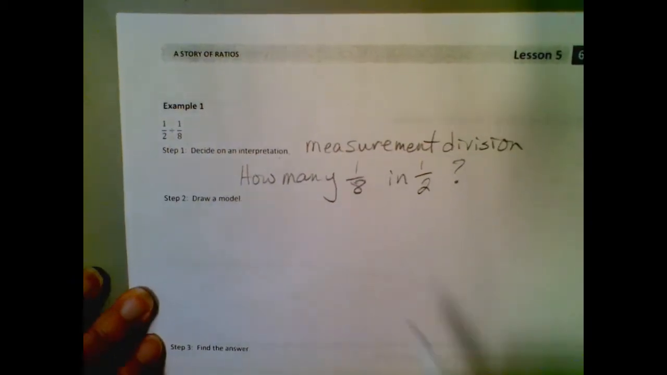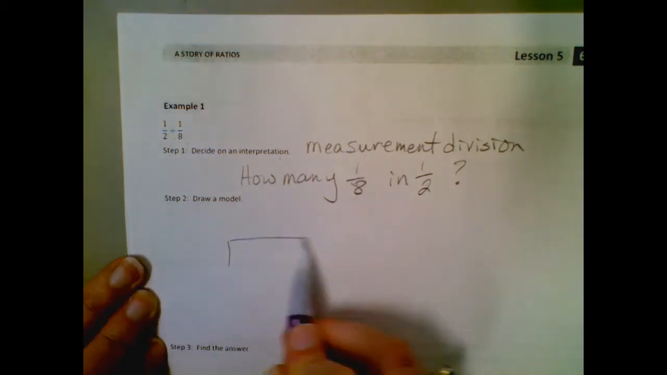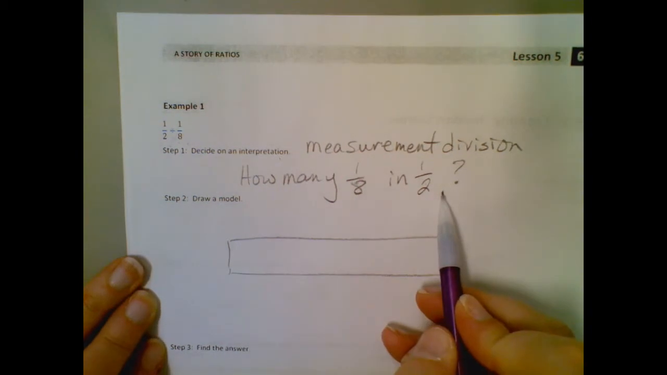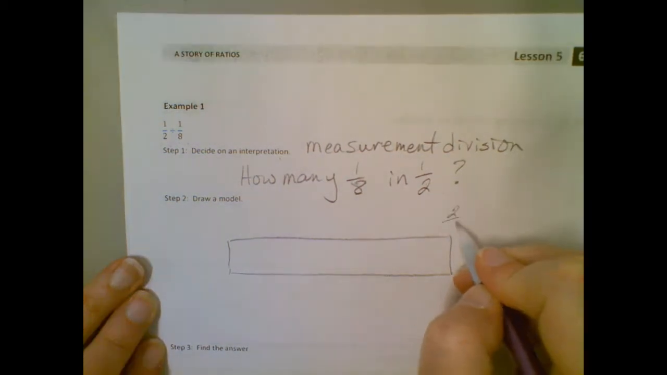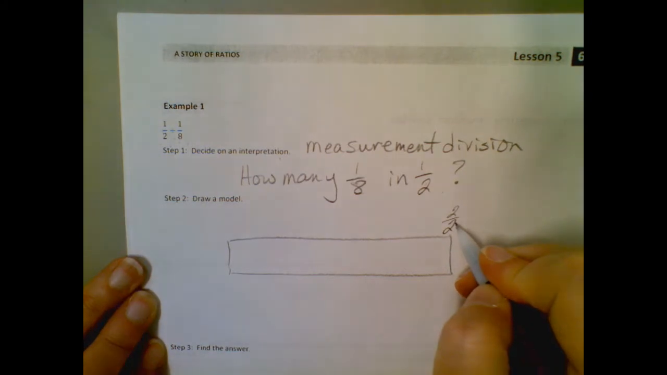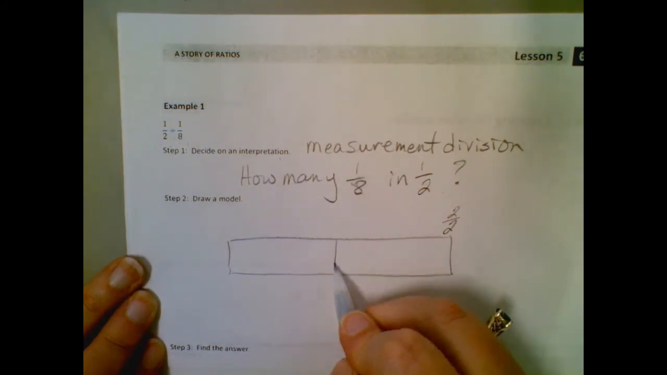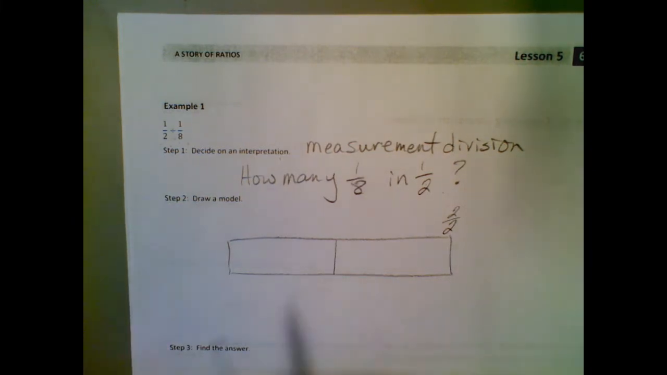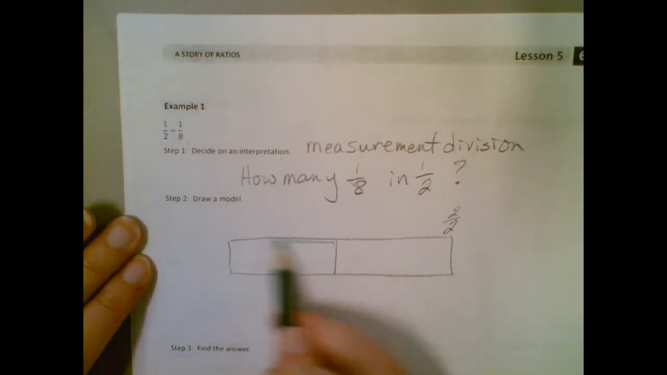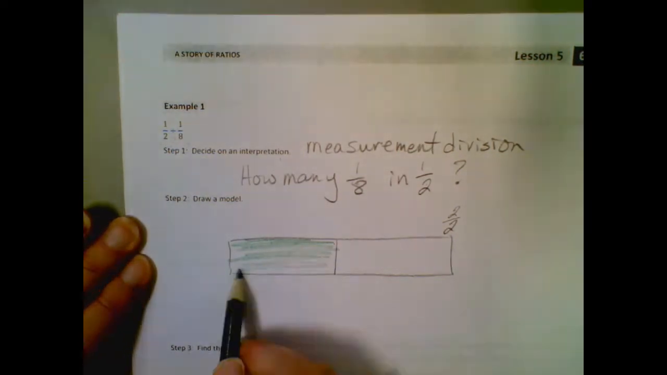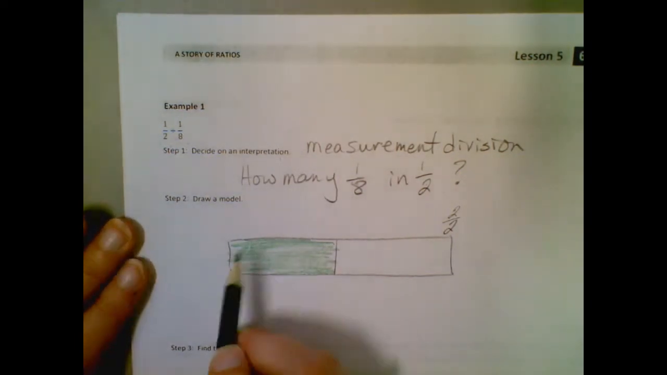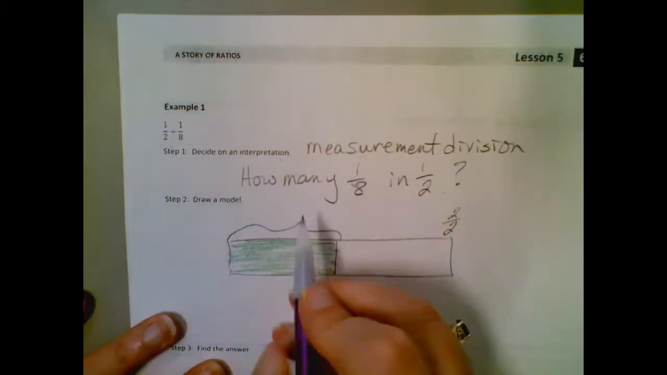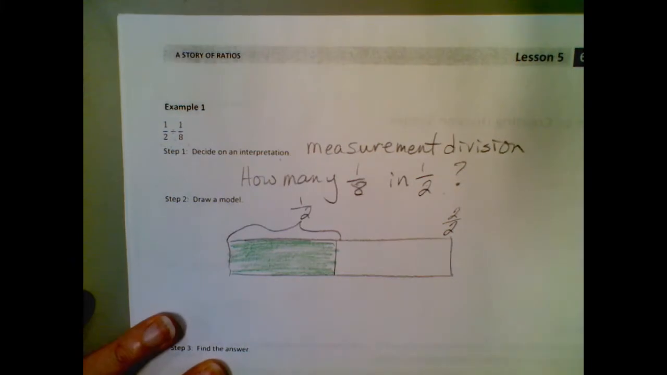Draw a model. Those tape diagrams work well. How many 1/8 in 1/2? I'm going to mark it so it's 2 halves. There's my giant 1 for my whole. And here's 1/2. However, we're also breaking it into eighths. So here's my half, and I'm going to color that in because I don't have the second half. And we're looking at how many 1/8.